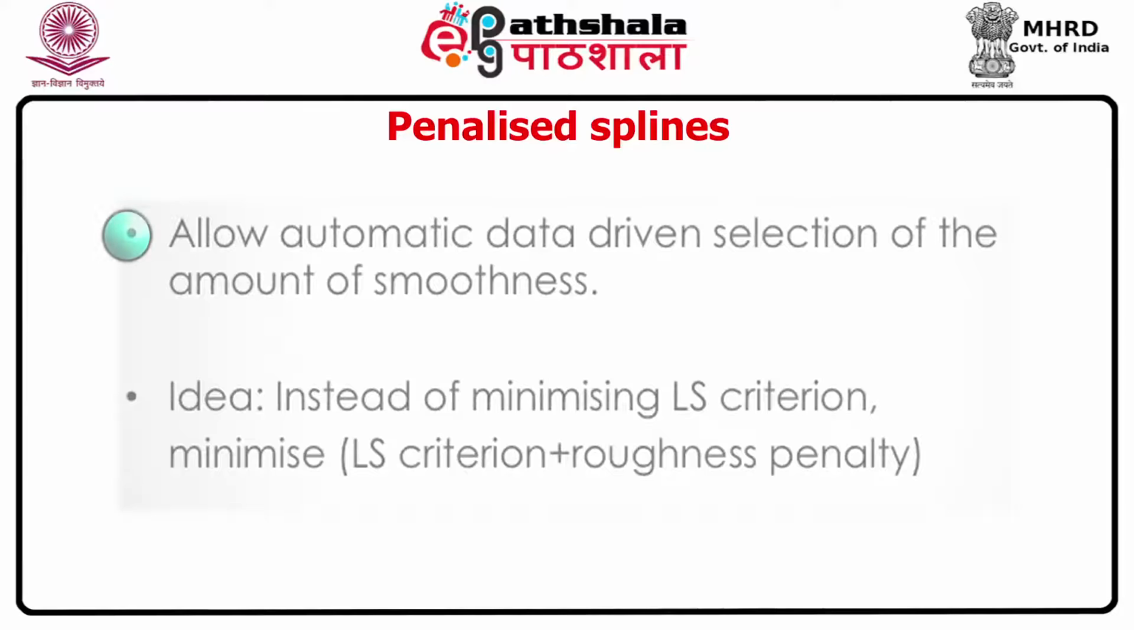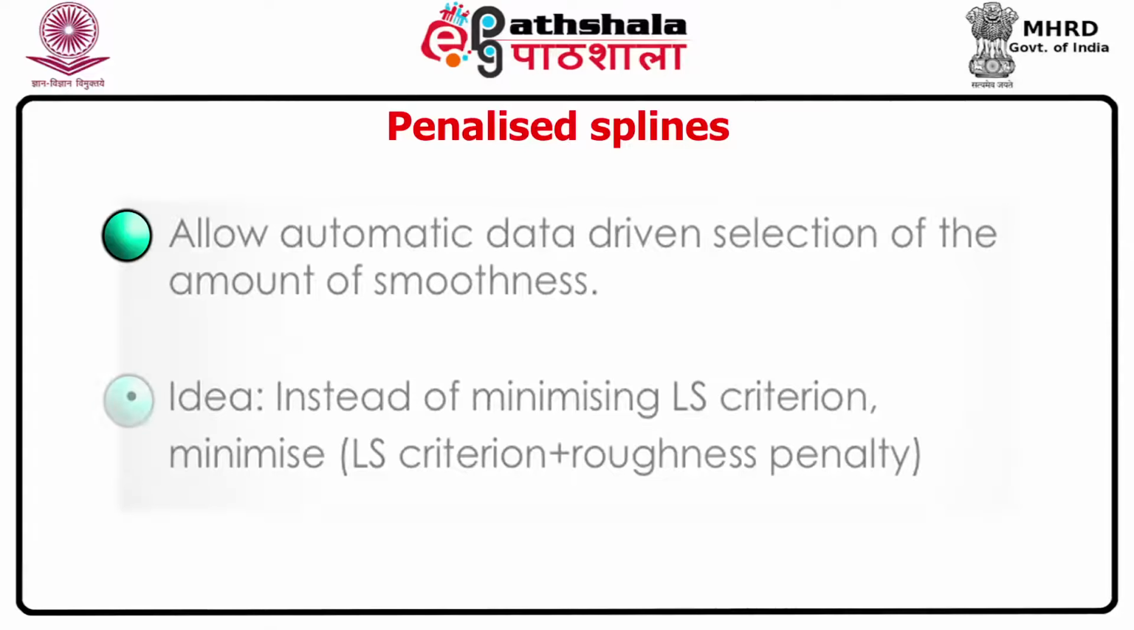Penalized splines allow automatic data-driven selection of the amount of smoothness. This means that we do not have to pre-select how smooth we want our answers to be. So even though we have chosen a certain number of knots, that does not constrain the smoothness, and we have an additional parameter which measures how smooth the results will be, and we have a means of selecting this parameter optimally.